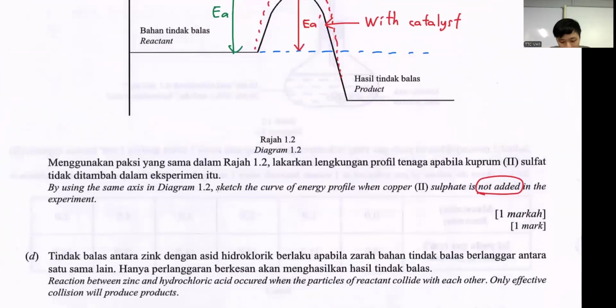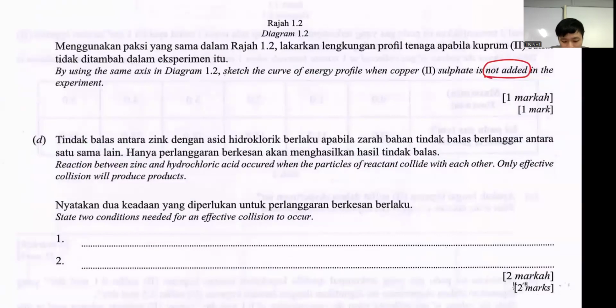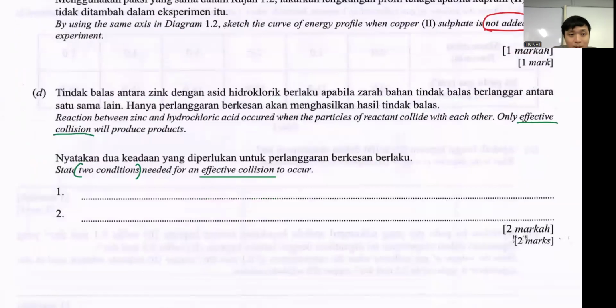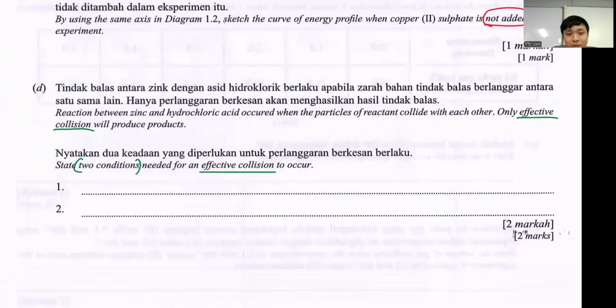Okay, next. The reaction between zinc and hydrochloric acid occurs when the particles of reactant collide with each other. Only effective collision will produce products. So the keyword here is effective collision. State two conditions needed for an effective collision to occur. Normally this part is a bit rare to find. So do you know what is effective collision?